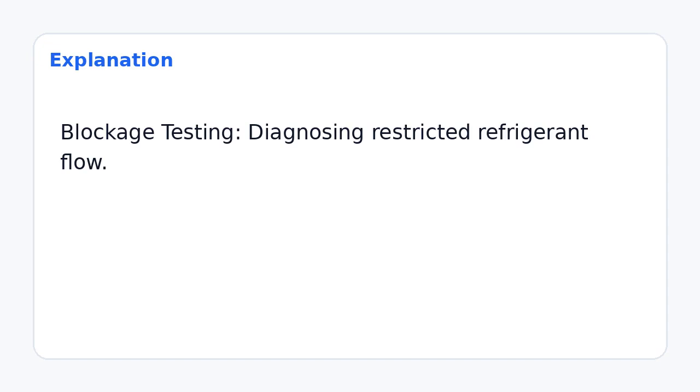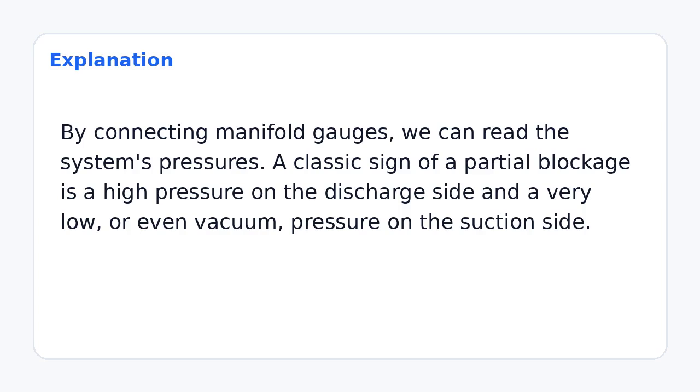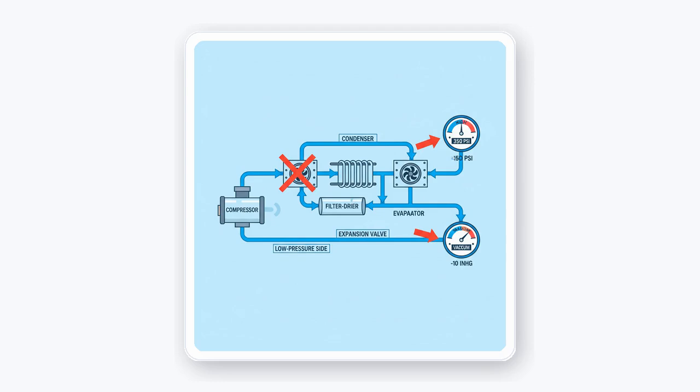Next is blockage testing. A blockage in the system, perhaps in the filter dryer or capillary tube, restricts refrigerant flow and causes the system to fail. We diagnose this by analyzing pressure readings. By connecting manifold gauges, we can read the system's pressures. A classic sign of a partial blockage is a high pressure on the discharge side and a very low or even vacuum pressure on the suction side. This tells us the compressor is working hard, but very little refrigerant is circulating through the evaporator, preventing proper cooling.